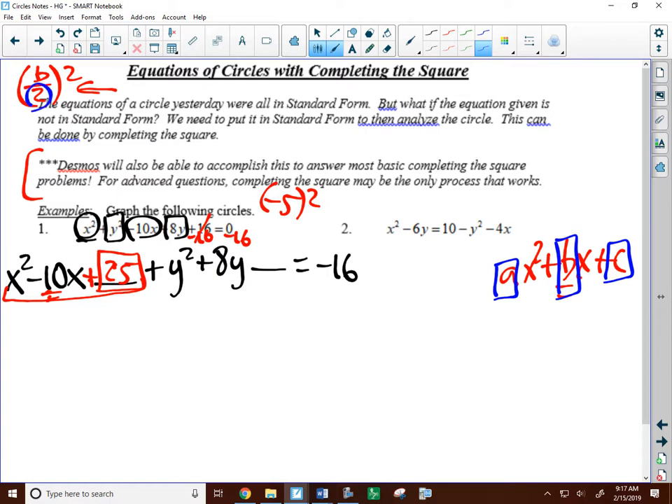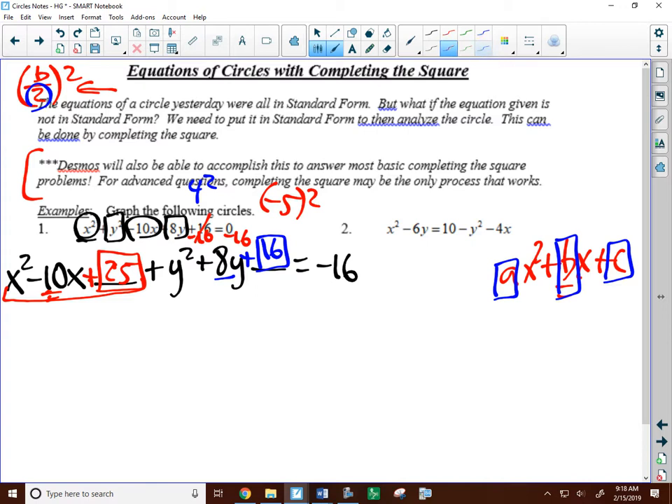And again, if you ask why do we do that, that's just the process that works to get this factorable. It just works. So you do half of negative 10, you square it. Let's do the y terms as well. So I'll put this here in the blue box. Half of 8, that's the b value, is 4. And you square that, so it's 16.